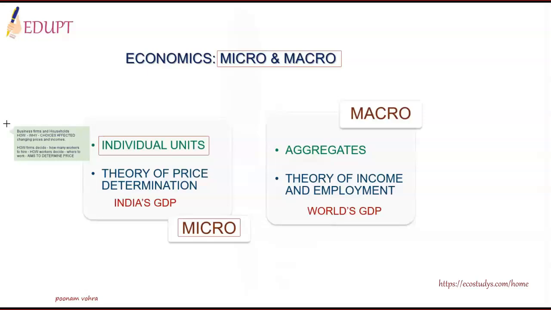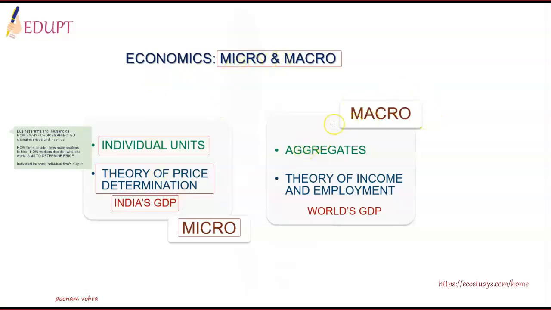It aims to determine price of a commodity or of factor of production. For example, individual income or individual firm's output. Hence, it is also known as the theory of price determination. For example, the theory of consumer behavior or the theory of a firm. When one estimates India's GDP, it is microeconomics.